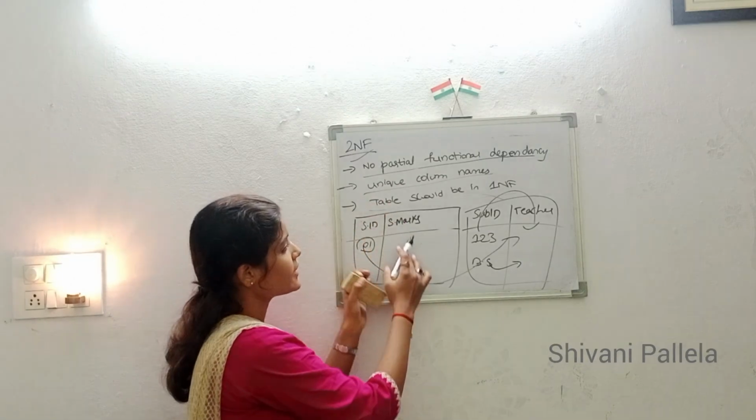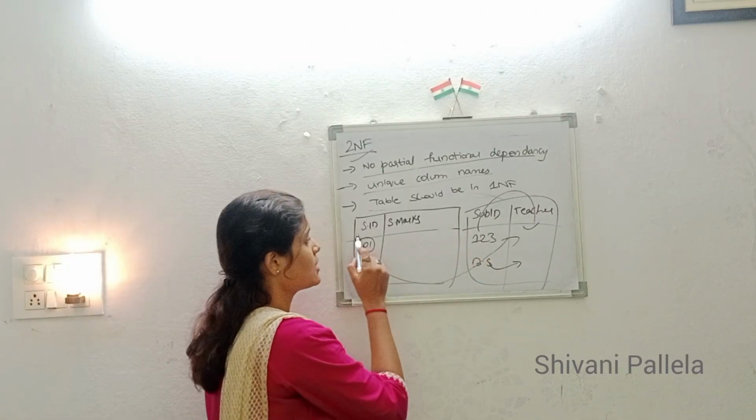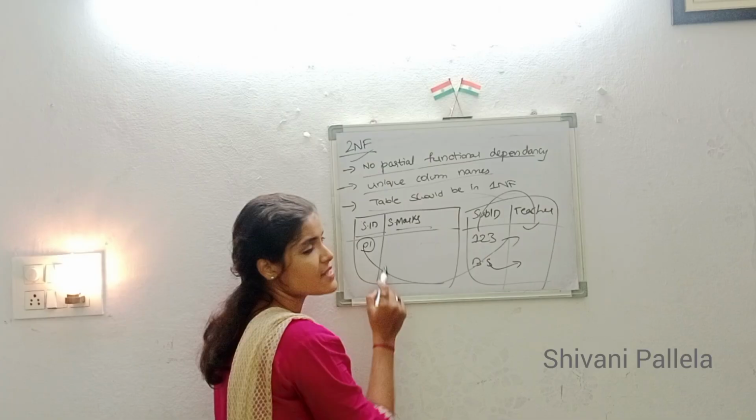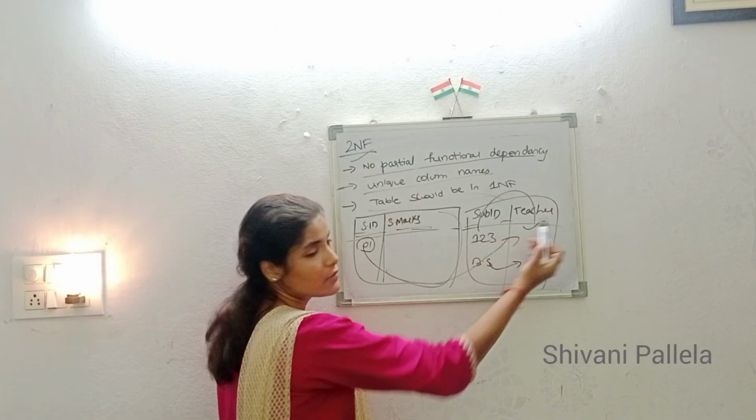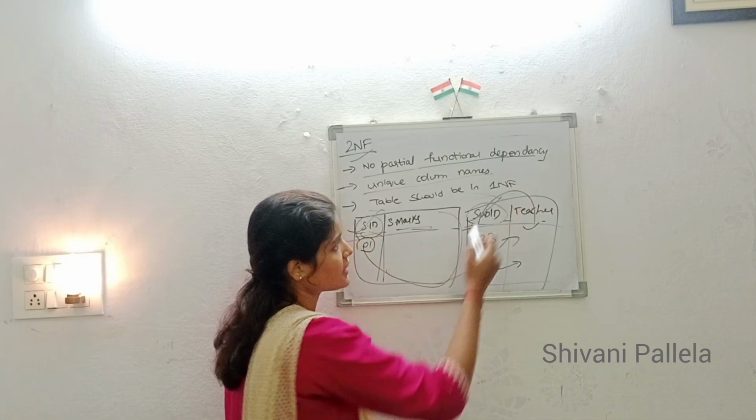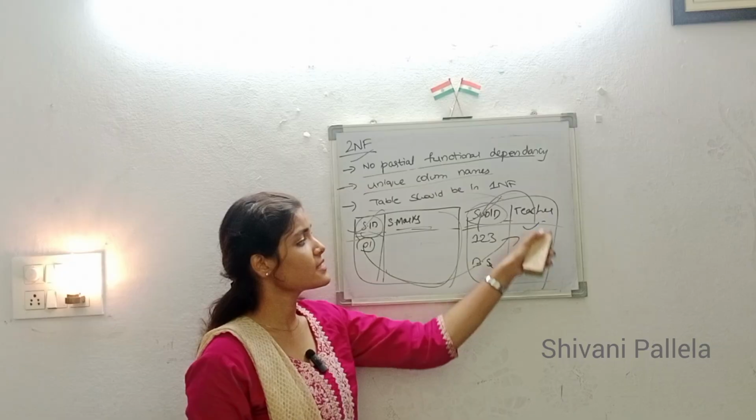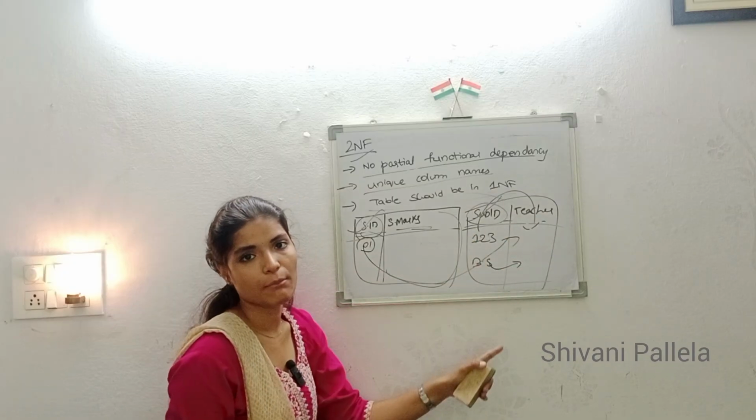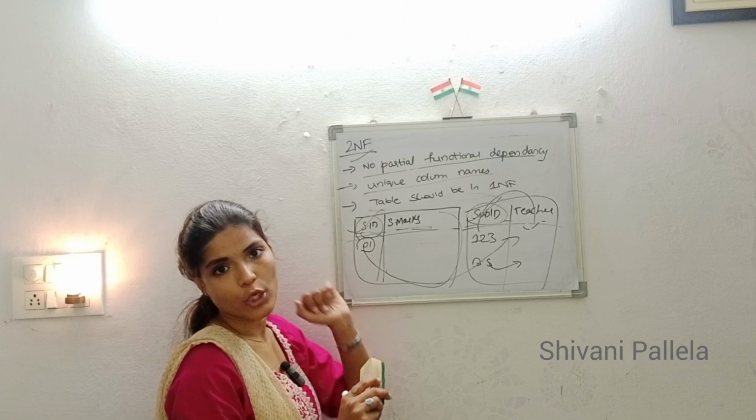So while decomposing it into second normal form, you will get the tables like this. Student ID and student marks is the one table, and columns are unique. Here this is the primary key. In this table, this is the primary key. There is no partial functional dependency. One key is depending on another key, but not on two keys. So this is all about the second normal form.